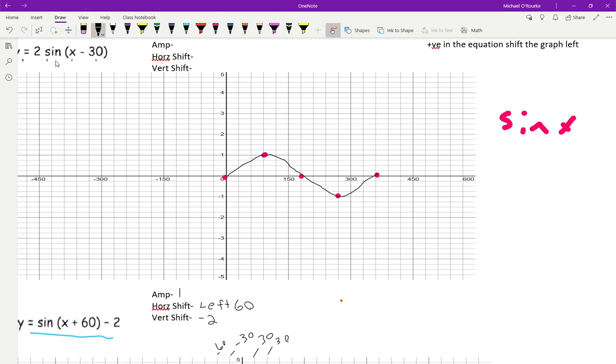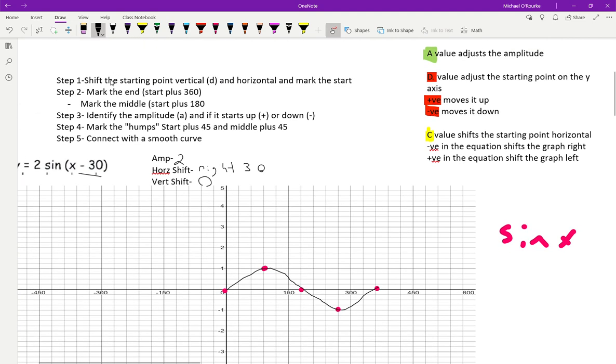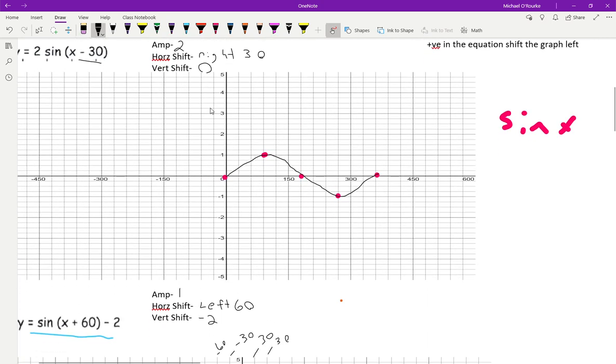Okay. So let's take a look here. This time, my amplitude's 2. My shift is right 30. I have no vertical shift. So the first thing I do is I find my starting point. Okay? So my starting point is my horizontal and my vertical shift. In this case, my horizontal shift's over 30. I'm going to move over 1. And my vertical shift doesn't go anywhere. So I'm just going to put my first dot right there.